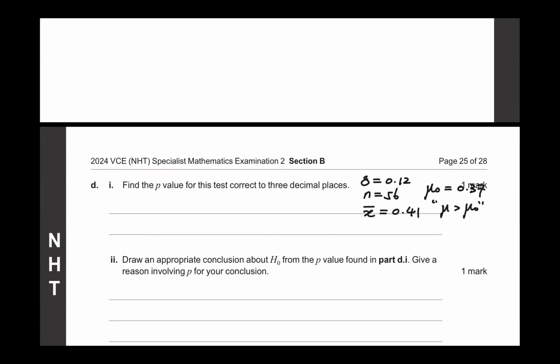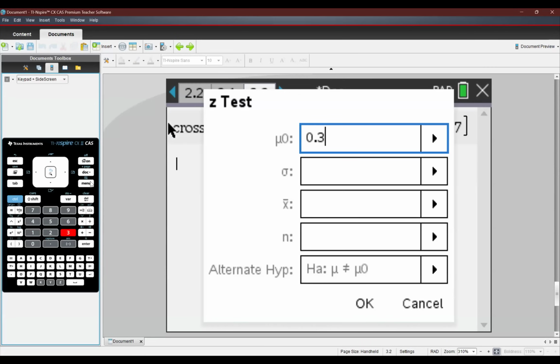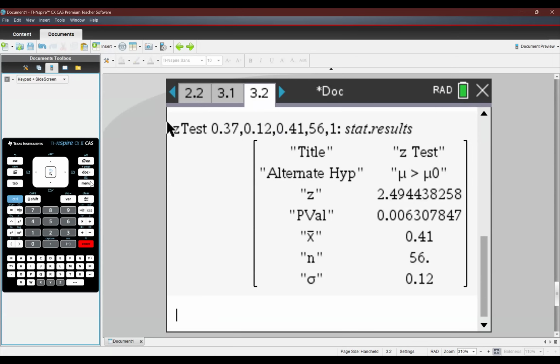So it's a good time to exercise your button pressing process. Menu 671, choose stats, okay. 0.37 original mean, 0.12 original standard deviation for population, 0.41 for sample mean value, 56 bottles, greater than for H1. Press OK, control enter. The p-value is 0.0063. So we do have evidence to reject the null hypothesis, okay?